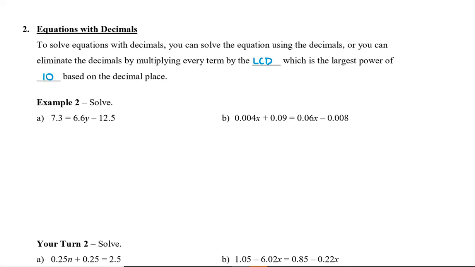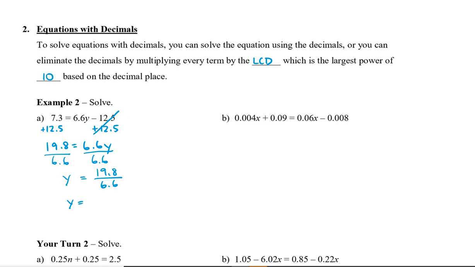In the first one, let's just work with the decimal. So I can see that my y, my variable, is already on the right side. So I'm going to move my numbers to my left side. I'm going to do this by adding 12.5 to both sides. So I get 19.8 equals 6.6y because negative 12.5 and plus 12.5, that will cancel off. Now I'm going to divide both sides by 6.6.